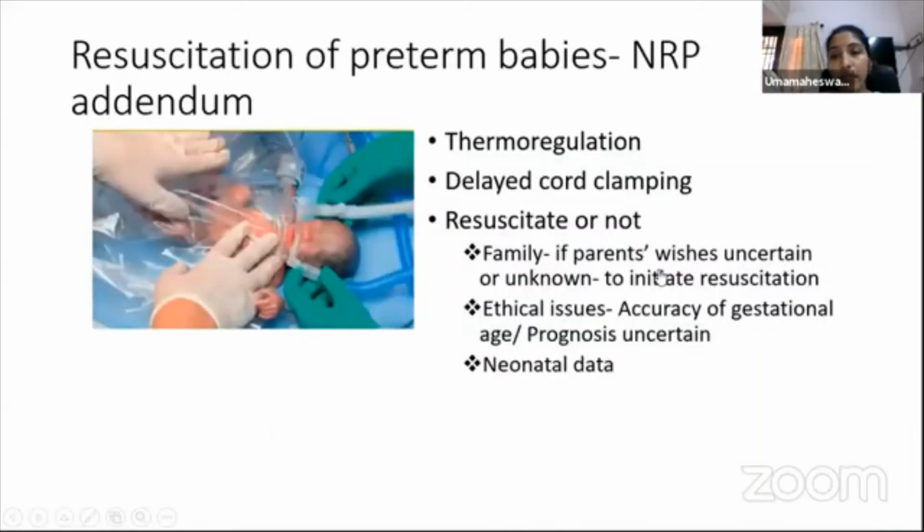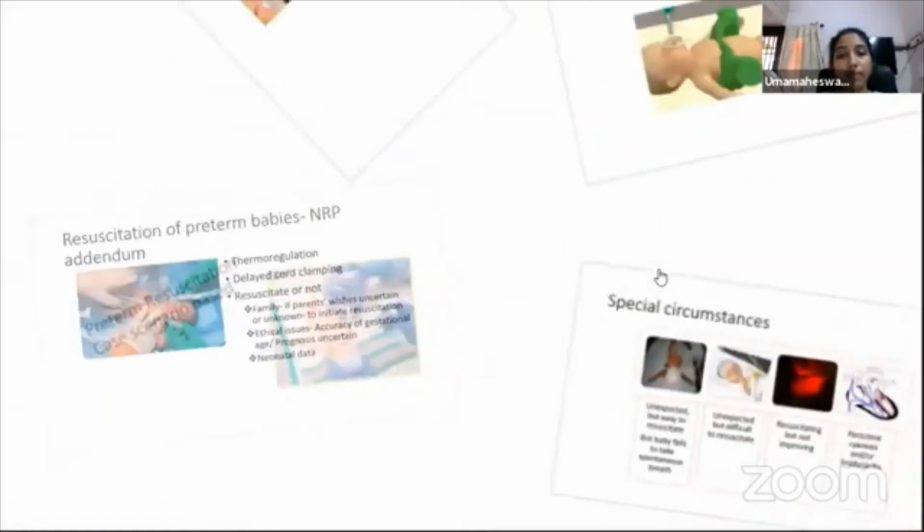Anything in the NRP addendum, whether to resuscitate or not resuscitate in a peri-viable period, would depend on the family wishes, the ethical issues, accuracy of gestational age, whether the prognosis is certain or not, and also the unit's neonatal data. Based on that, we can decide whether to resuscitate a peri-viable baby or not.